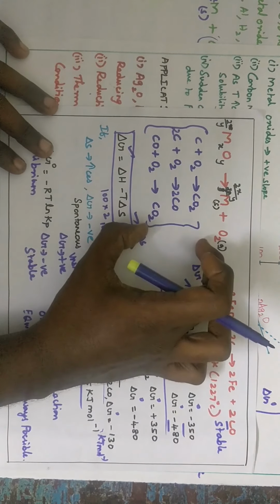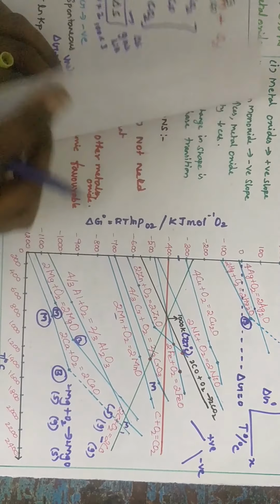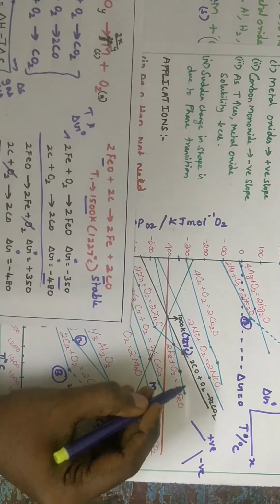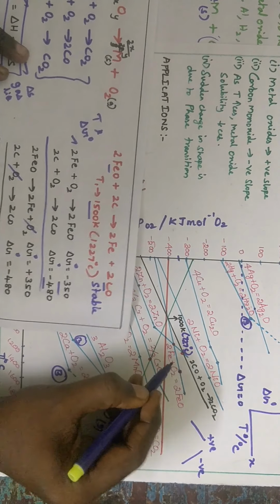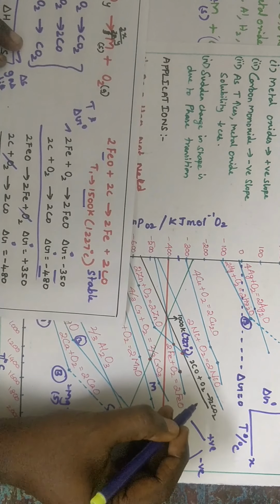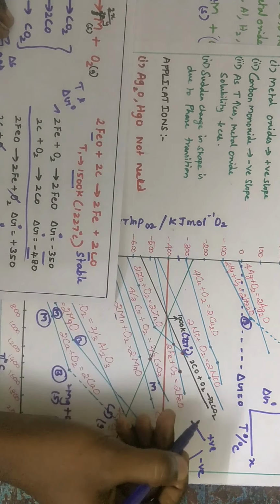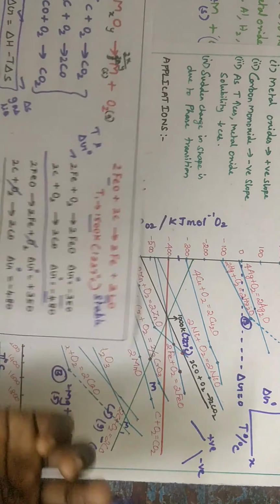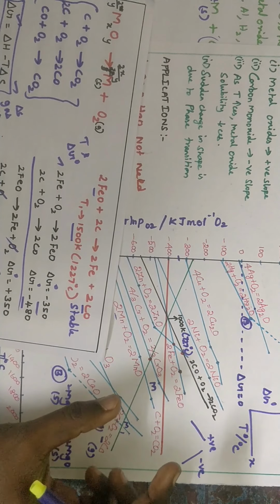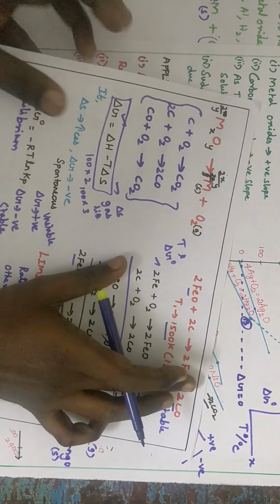So the first topic I mentioned: from the 3, which one is the best reducing agent. Now look at the diagram. Carbon plus oxygen gives carbon monoxide; above this temperature it goes unstable, but at low temperature it is stable. We need to see which one is stable, which means the delta G is more negative.